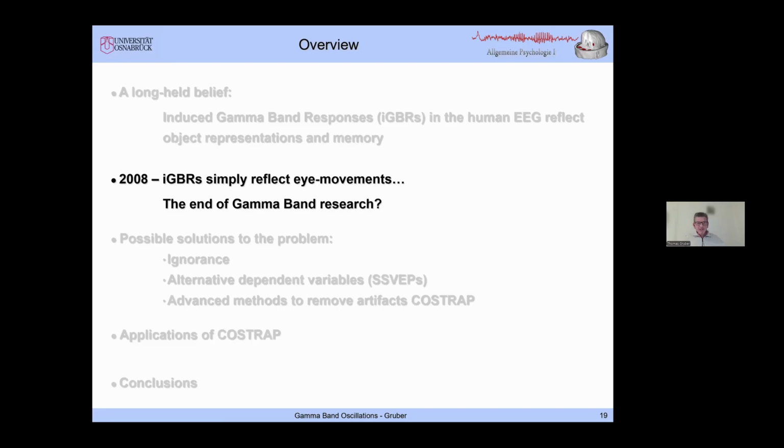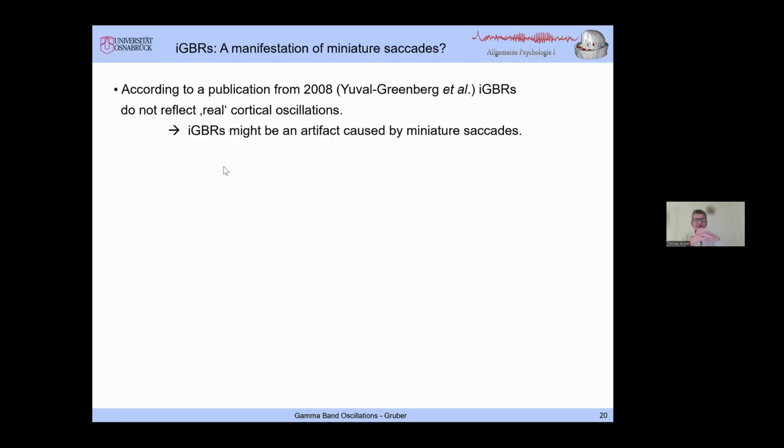In 2008, it was claimed that gamma band responses reflect eye movements. And now in the next part of this talk, I have to talk a bit about methods and signal processing. I hope this is not too much. I try to keep it simple, but it's important so you understand what I want to say. But first, I'll give you an intro.